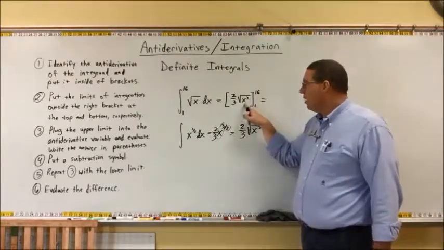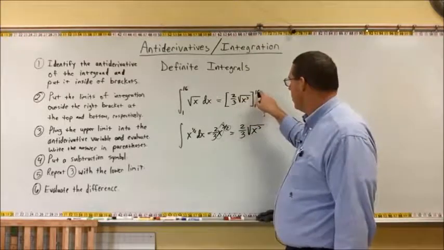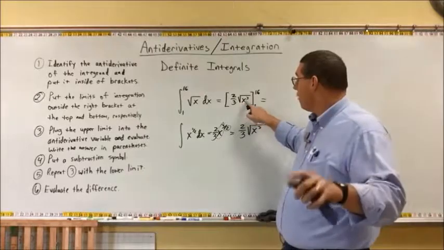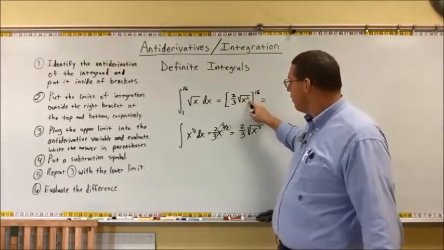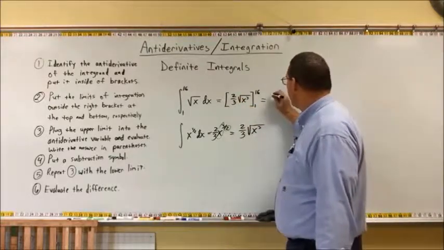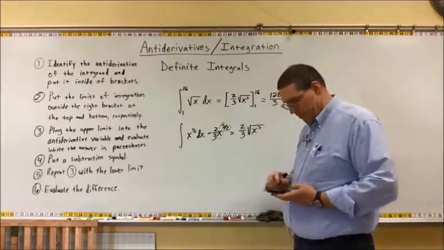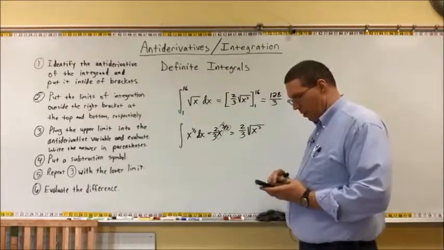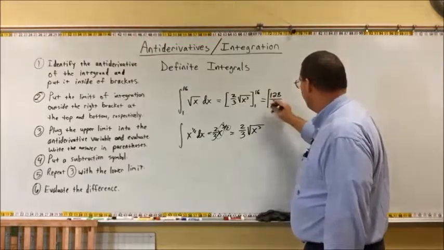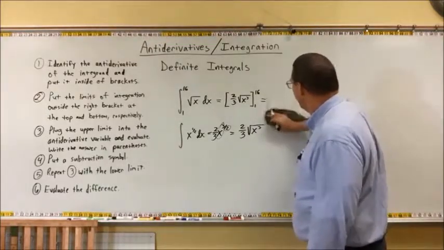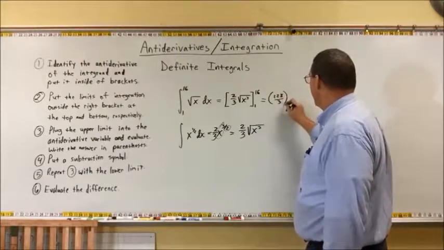We're going to plug 16 in, and now here's what I want to tell you. The square root of 16 is 4, and then 4 to the 3rd power is 64, and then 64 times 2/3 is 128/3. Okay? And just confirm here, which is not a whole number. So we're going to leave that as a fraction. 128/3. I'm going to do a parenthesis, 128/3 minus.